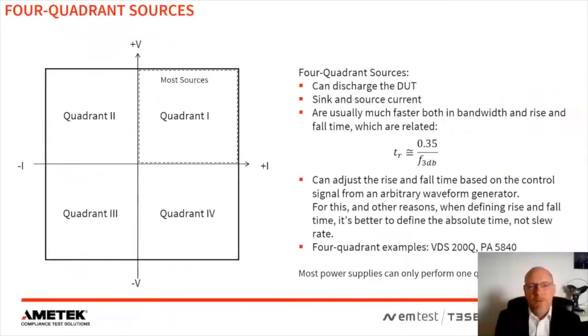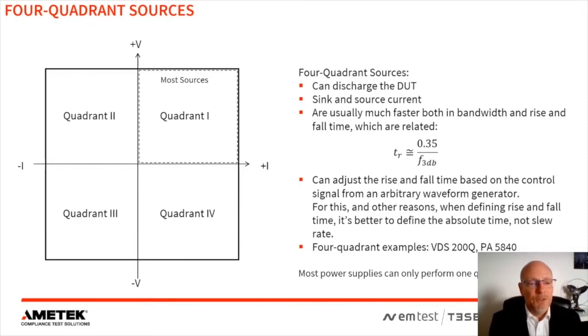So now let's talk about 4-quadrant sources. 4-quadrant sources mean that the source can accept negative current coming from the DUT. Of course, every power supply can provide positive voltage and create positive current to the DUT, but if you change the voltage down, then you're actually accepting a negative current going back from the DUT. That's quadrant 2. So positive voltage, negative current, you don't get that from a power supply.